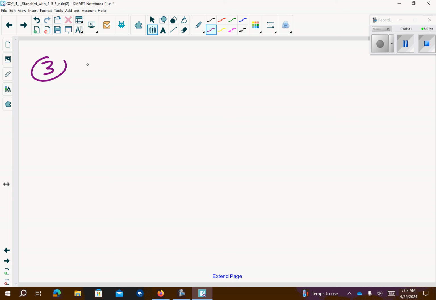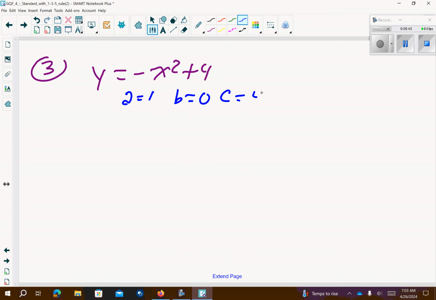Number 3, we have y equals -x² plus 4. So my a value is 1. My b value, there's no x term, so it has to be 0, and then my c value is equal to 4. So if I use x equals -b over 2a, I'm going to get -0 over 2 times 1, which is just 0.